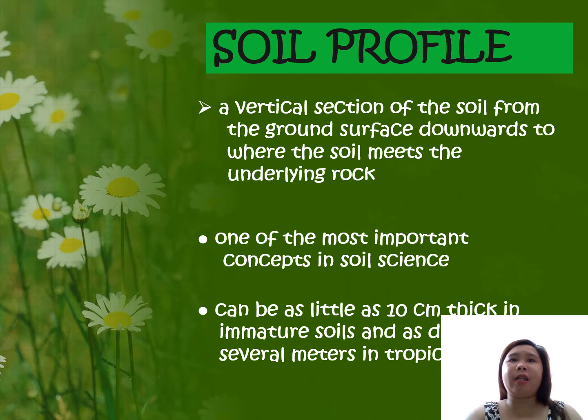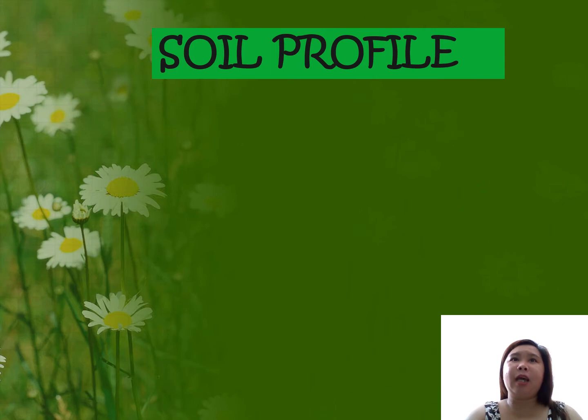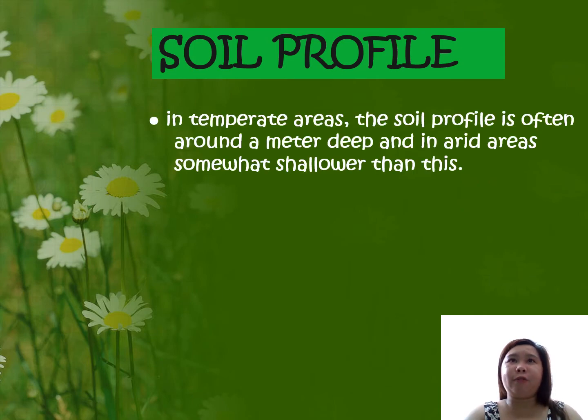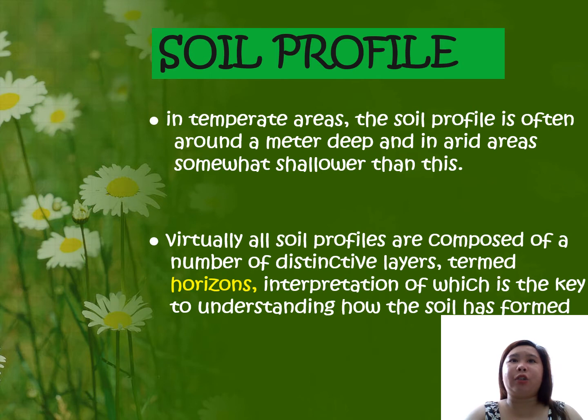Soil profile can be as little as 10 centimeters thick in immature soils and as deep as several meters in tropical areas. In temperate areas, the soil profile is often around a meter deep, and in arid areas, somewhat shallower than this. Virtually all soil profiles are composed of a number of distinctive layers, which are termed horizons, the interpretation of which is the key to understanding how the soil is formed.